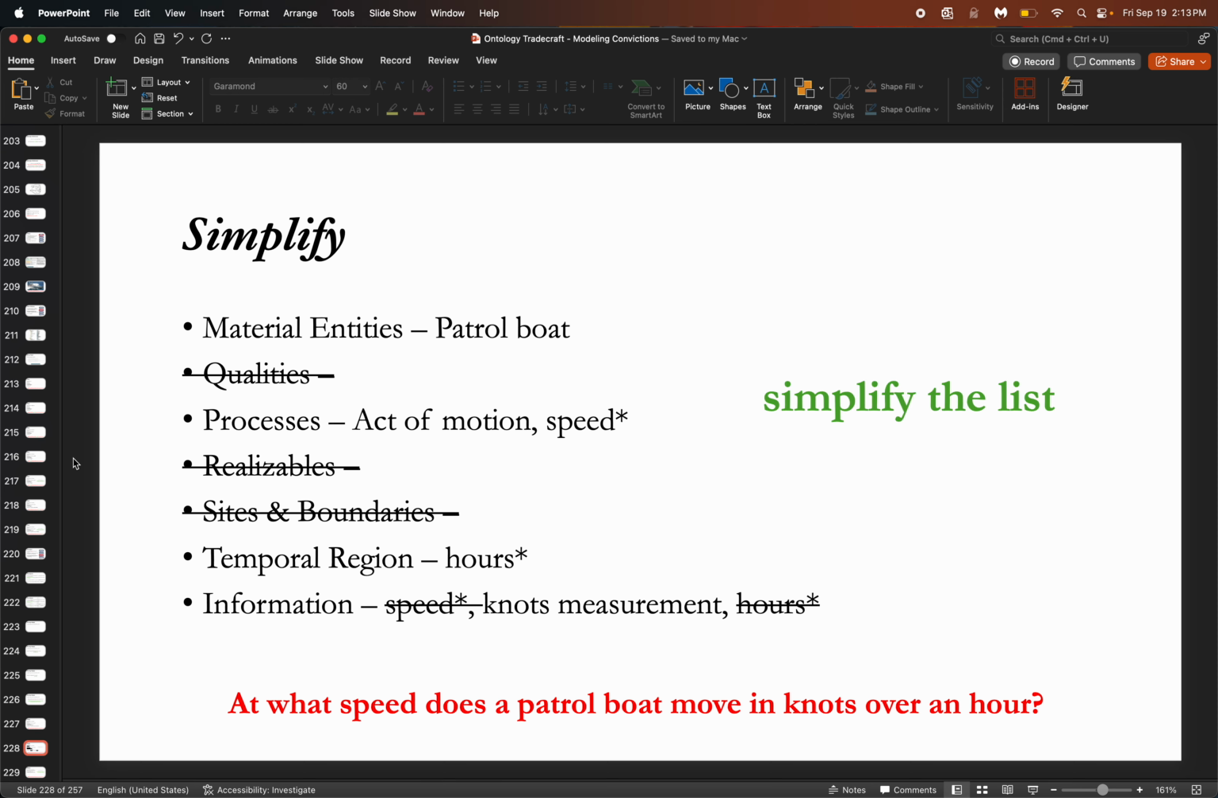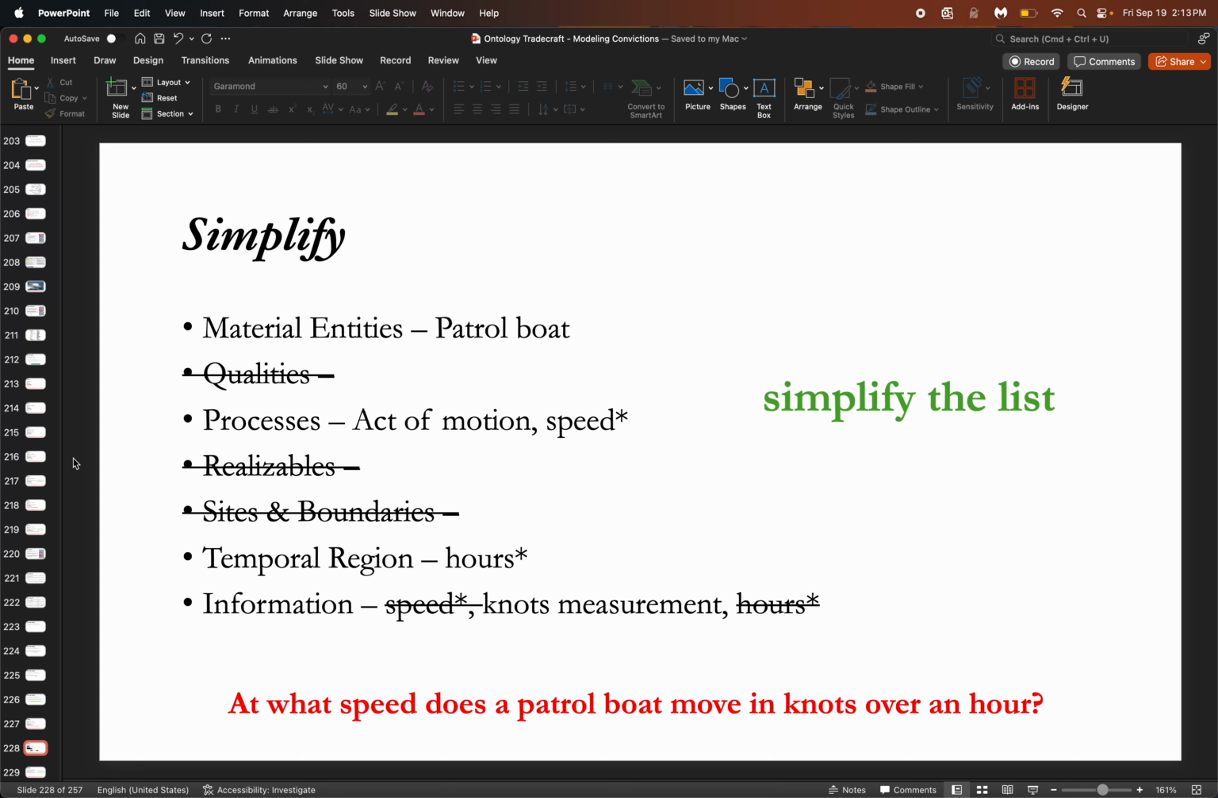Now, I did a little of this work for you. I want you to think about the hours. I'll let you think about that. But really, the idea is, which of these representations of hours did you need to model the competency question? Now, I took a stand here. I took a stand for the sake of argument, both on speed and hours, and I'm going to model speed as a process and hours as a temporal region.